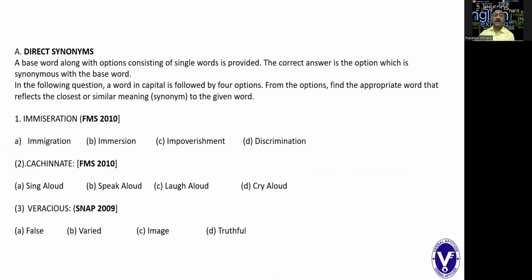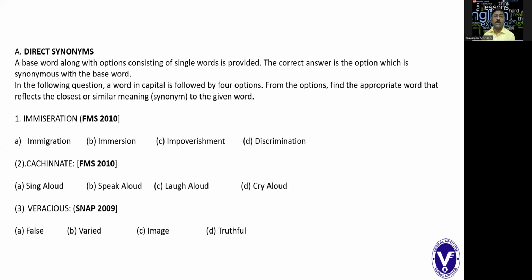Well, some of these are direct synonyms. And here, these are the questions which you have. These questions are basically related to direct synonyms. A direct synonym question is one where a base word along with options consisting of a single word is provided. The correct answer is the option which is synonymous with the base word. Right? So in the following questions, a word in capital is followed by four options. From the options, find the appropriate word that reflects the closest or similar meaning to the given word.